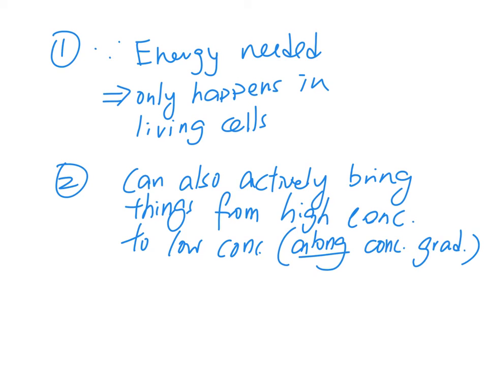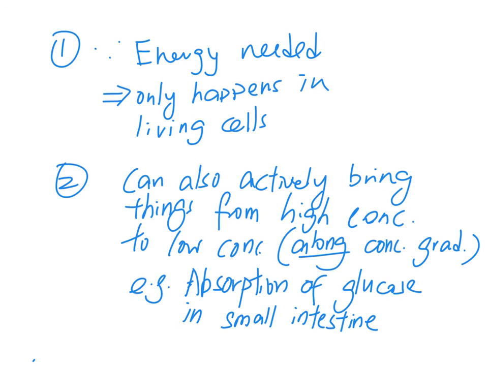Secondly, active transport can also actively bring things from a high concentration to a low concentration. One example is the absorption of glucose in the small intestine. In the small intestine, you already have a higher concentration of glucose in the lumen than in your cell. But in order to speed things up, your cells will also use their carrier proteins to absorb glucose in the manner of active transport.